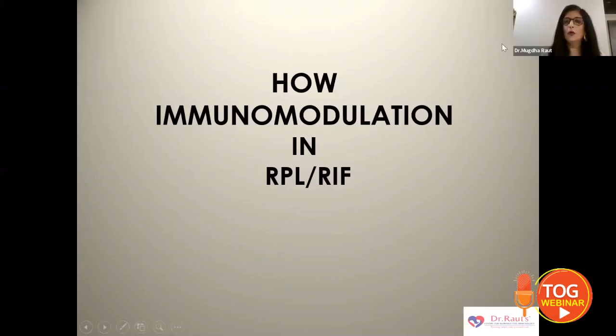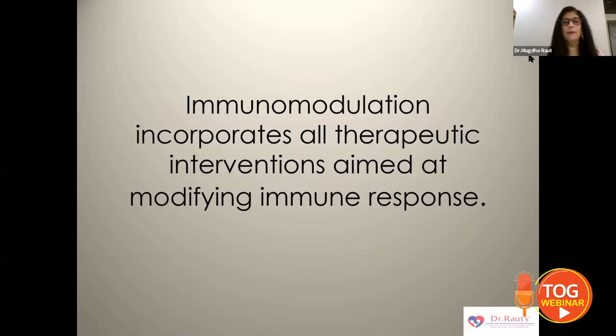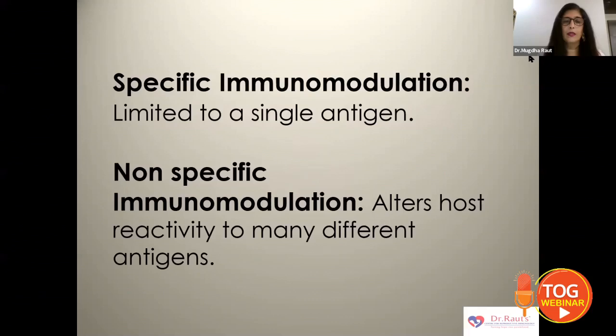So how is immunomodulation done in RPL and RIF? Immunomodulation incorporates all the therapeutic interventions aimed at modifying an immune response. This immunomodulation may be limited to a specific single antigen, or it may be a non-specific immunomodulation which alters a host's reactivity to many different antigens.